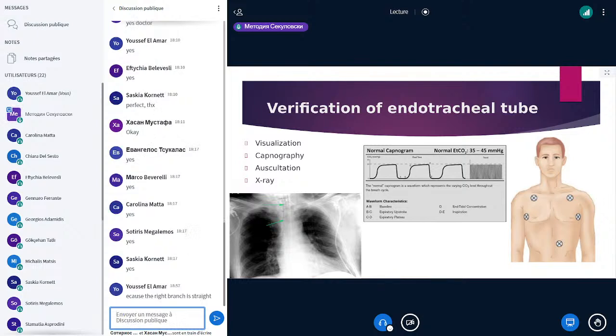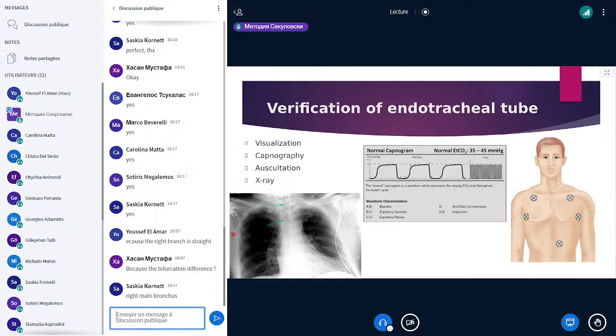What is the anatomy difference? Yes, we have the difference at the bifurcation: the right bronchus is straighter. The intubation tube can go into the right main bronchus, block the trachea, and stop the work of the other bronchus.